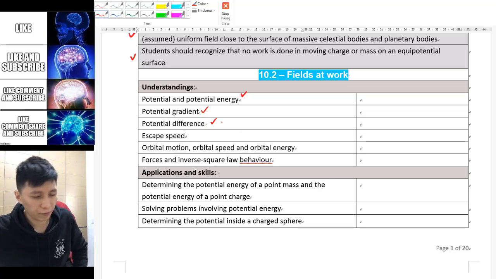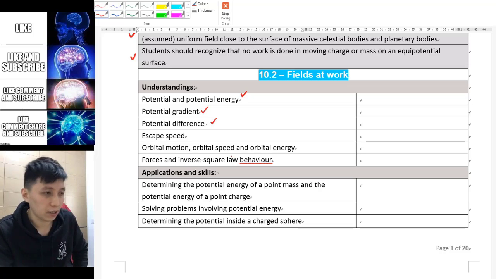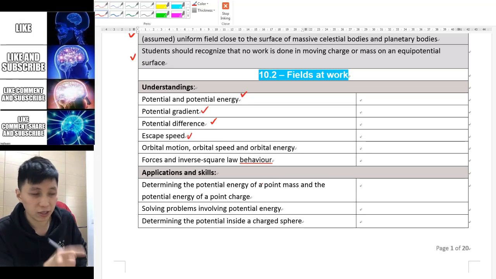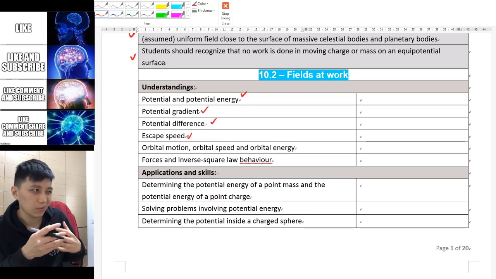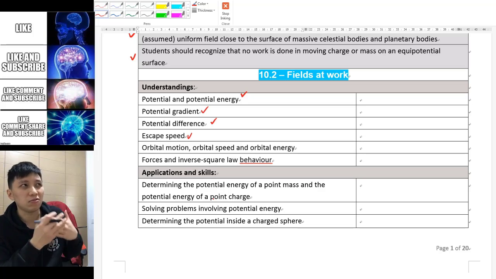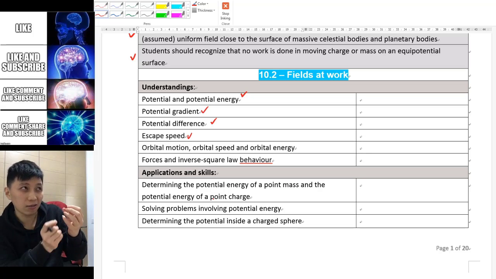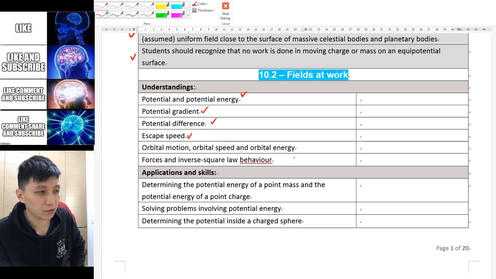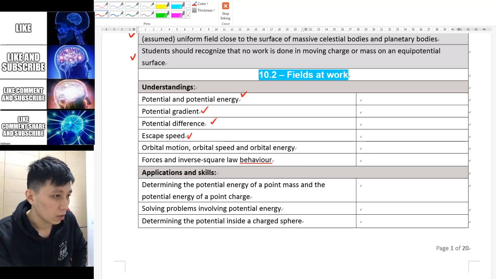Alright, same idea in gravitation, bringing it to the electrical. Escape speed is something that we only have in gravitation, at least for this chapter. So it's not easy to talk about for electrical, like something escaping from that. So it's mainly referring to the gravitational. Orbital motion, orbital speed, and orbital energy, again, refer to gravitational also, which you have done.